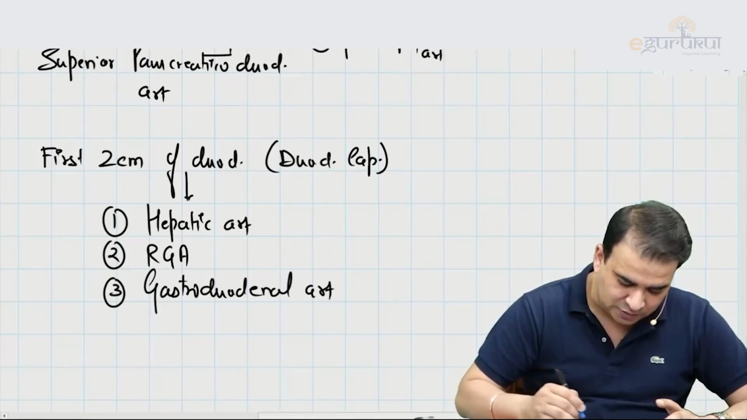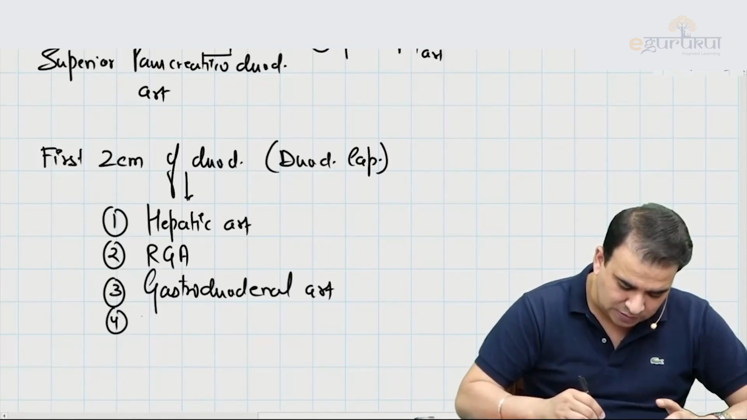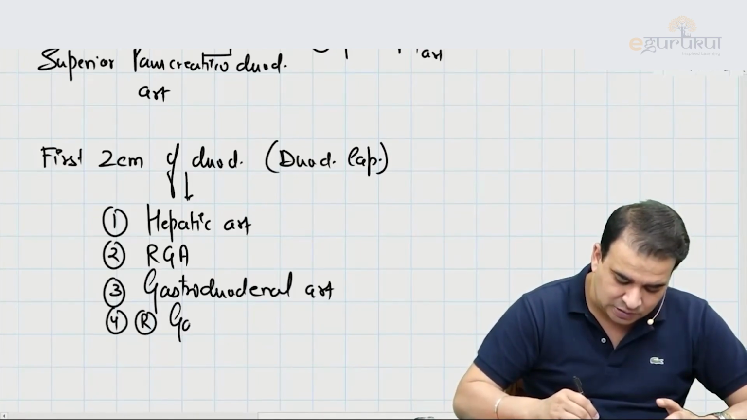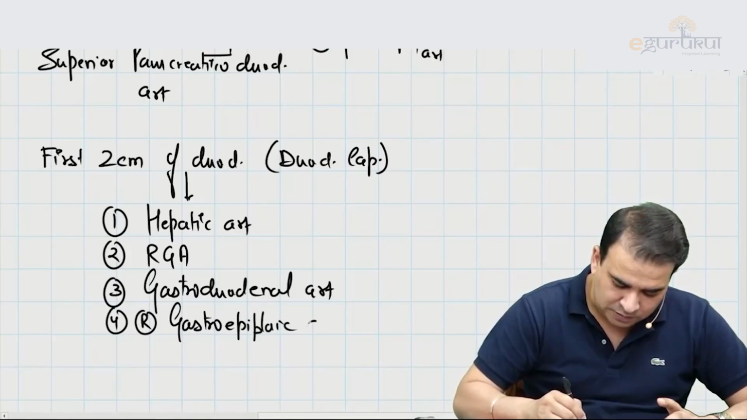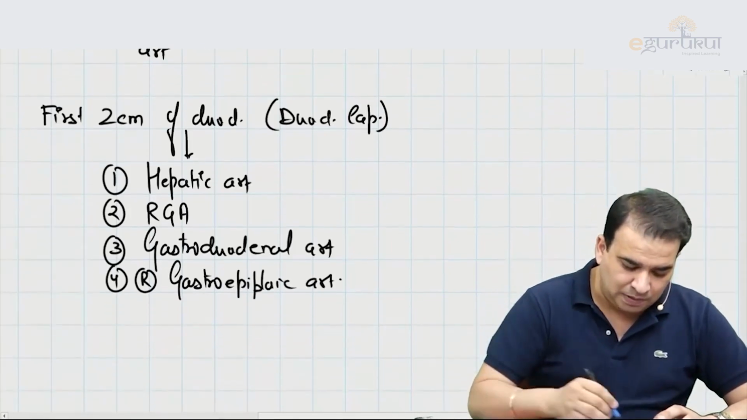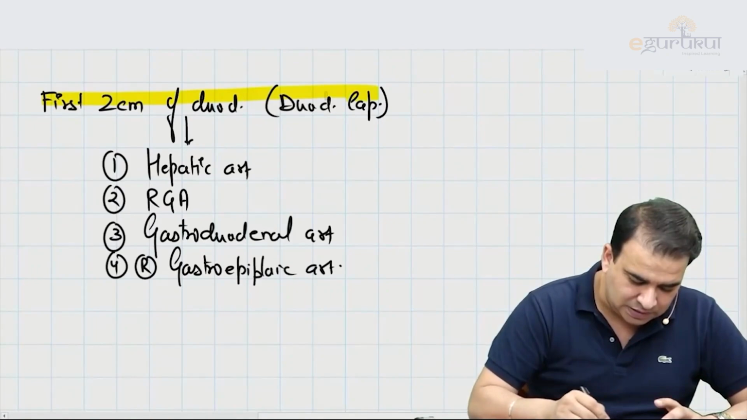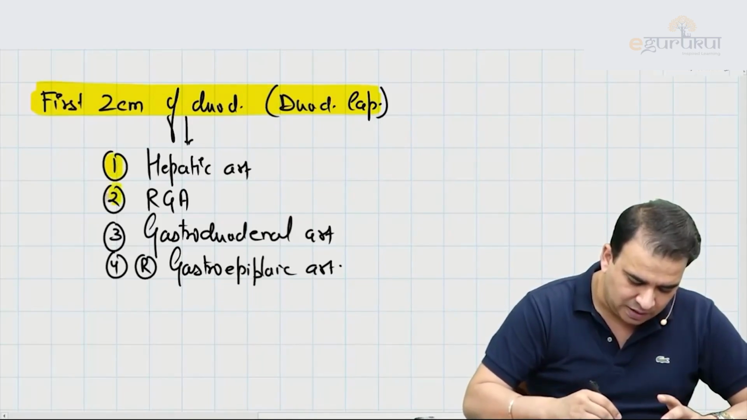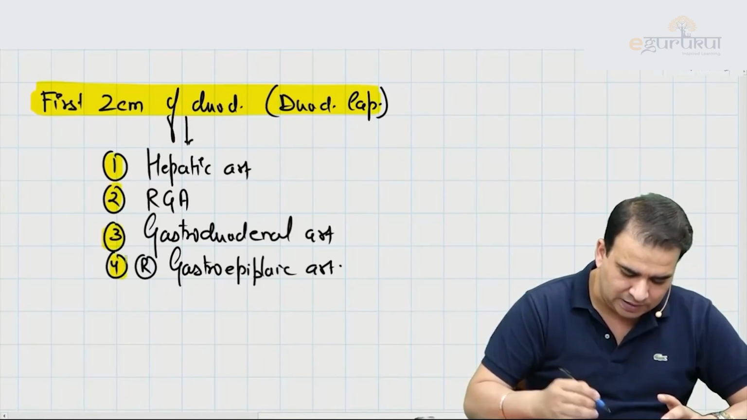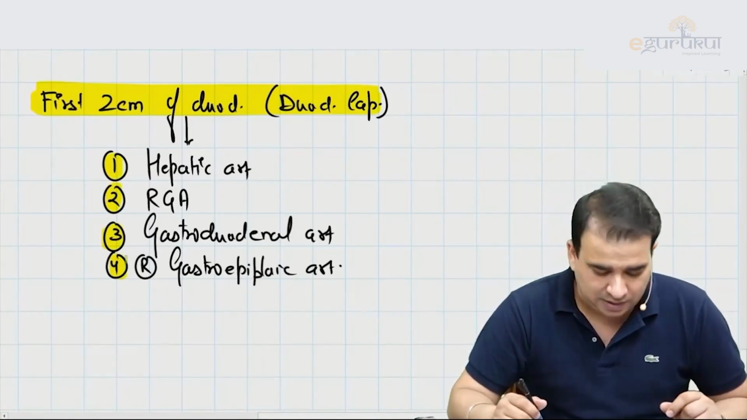artery, branches from the gastroduodenal artery, and it is also supplied by the right gastroepiploic artery. That is the blood supply for the first 2 centimeter of the duodenum, or you can say the duodenal cap blood supply. Hepatic artery, right gastric, gastroduodenal, and the right gastroepiploic artery.